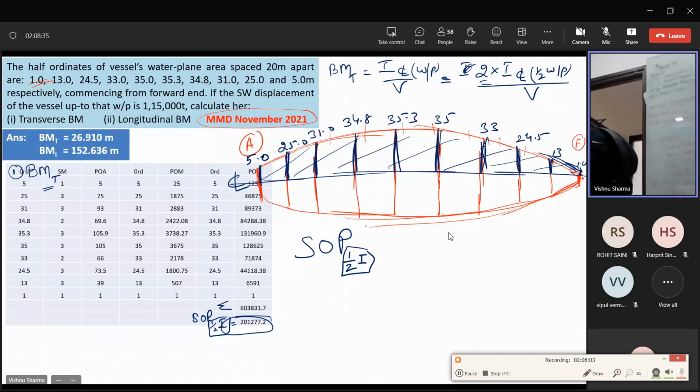Why is it half inertia? Because you are taking the half water plane. Understood? You have made 1/3. You have to multiply by 1/3 and do it.